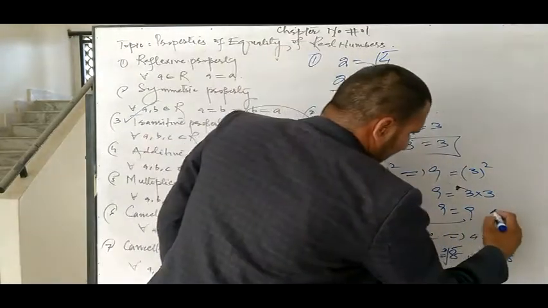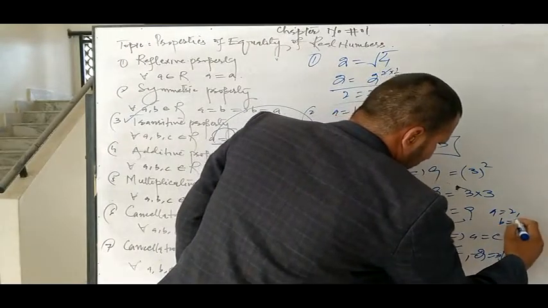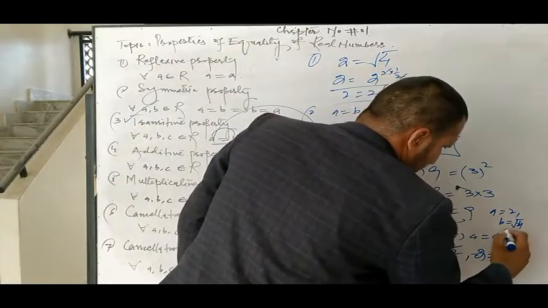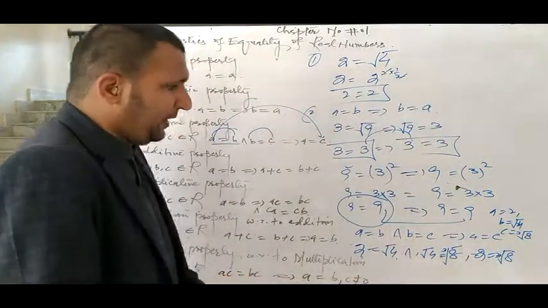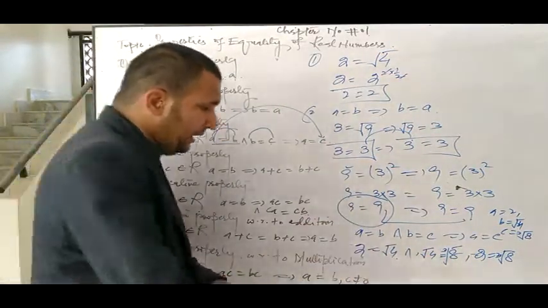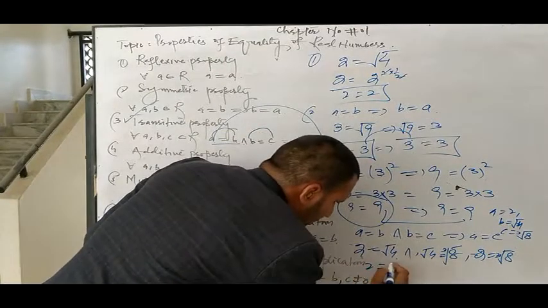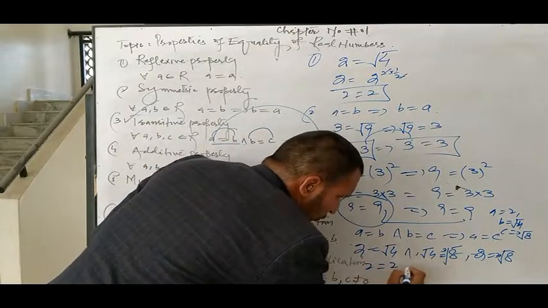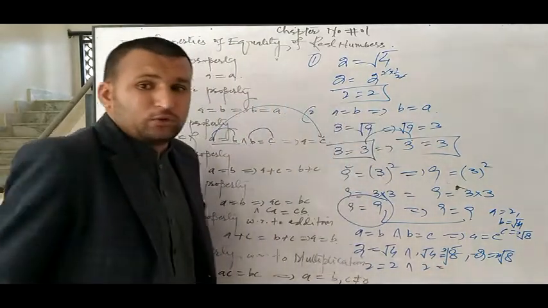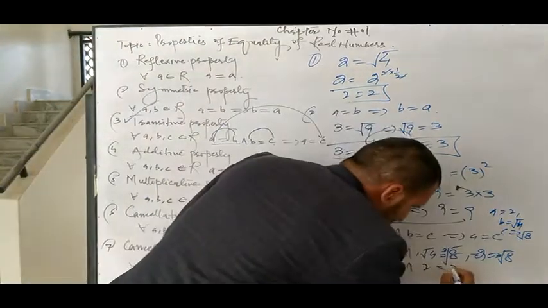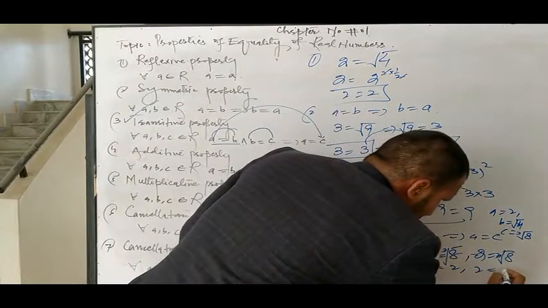Means A is equal to 2, B is equal to square root of 4, C is equal to cube root of 8. Means we have satisfied the property with three values, but the answer is the same. 2 is equal, square root of 4 is equal to 2, and cube root of 8 is equal to 2.